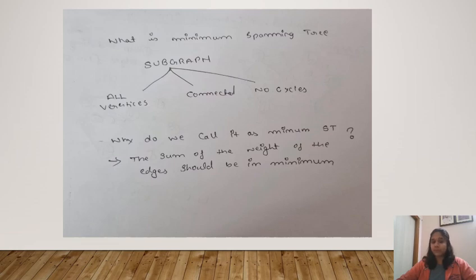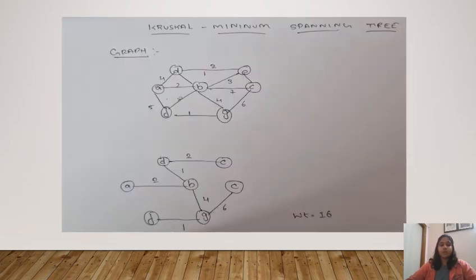A minimum spanning tree is a subgraph. A subgraph that contains all vertices, is connected, and no cycle should form in that graph. Why do we call it a minimum spanning tree? The sum of the weights of the edges should be the minimum. Whenever we connect all the vertices, the total should be lesser and it should not form a cycle. So here I have written an example and the modified graph.